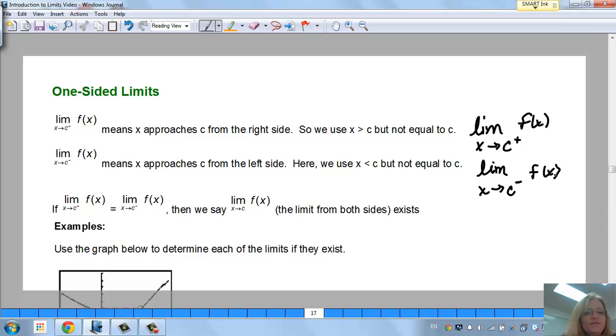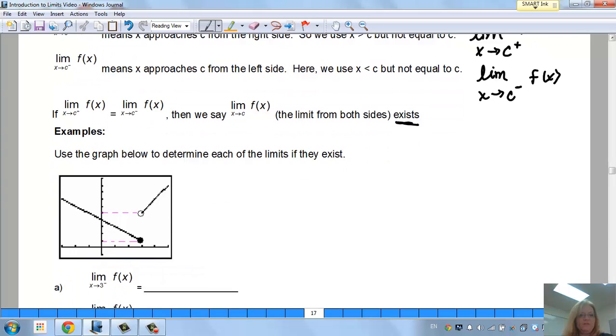If the limit from the right equals the limit from the left, then we can say the general limit from both sides exists. So they both have to equal each other for the general limit to exist. So let's look at this graph here to determine if each of these limits exist.